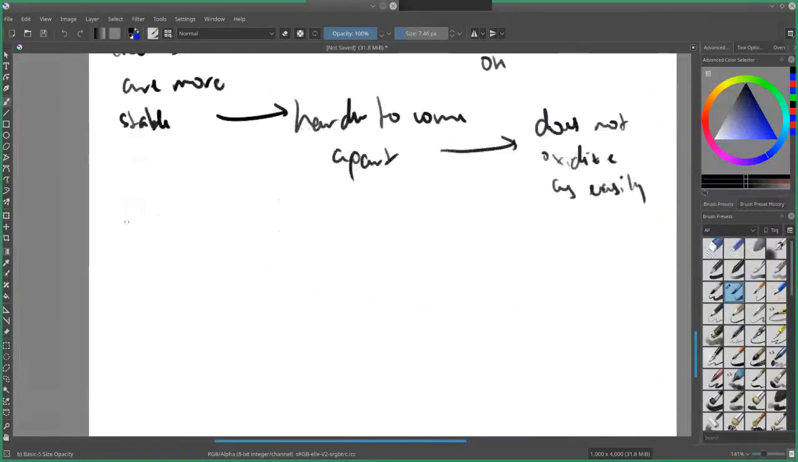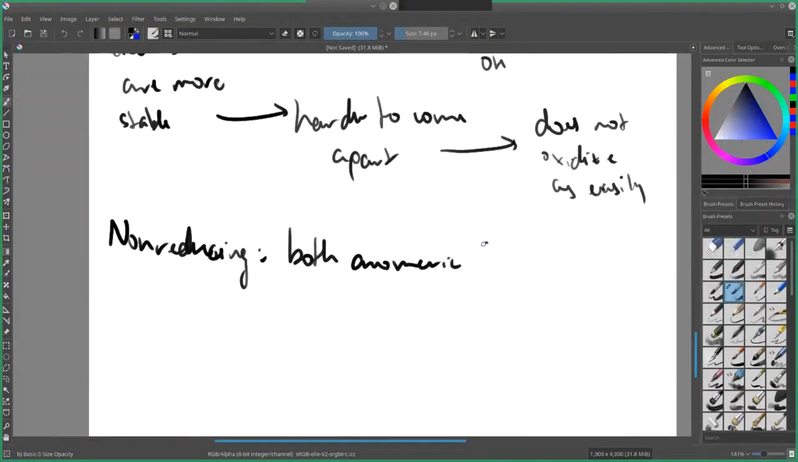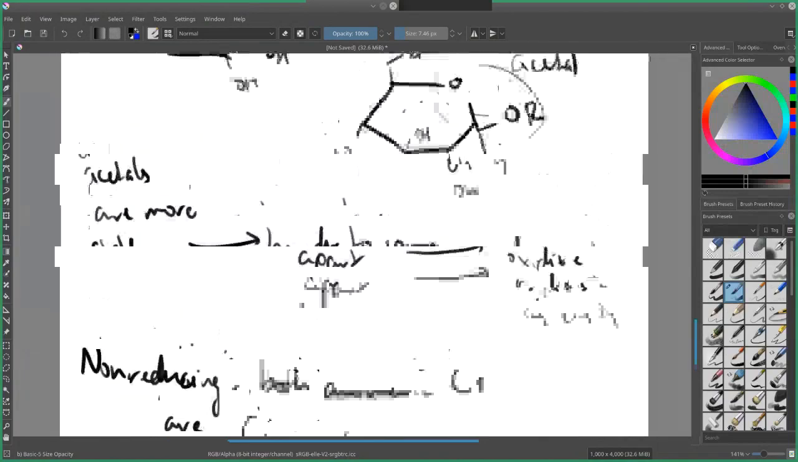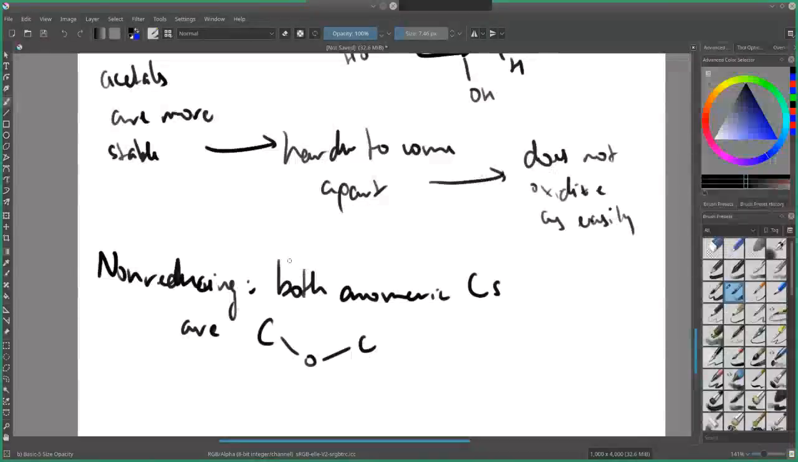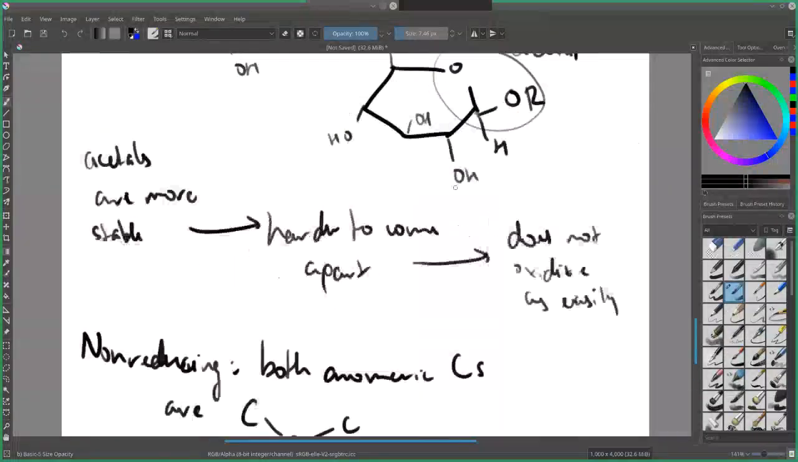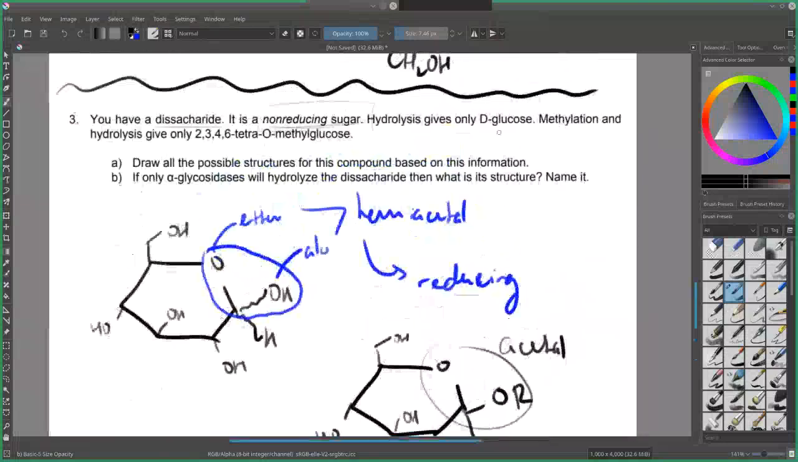Okay. So in this problem, both anomeric carbons are involved in some sort of bond, right? So like a C-O and a C bond. Okay. We don't know what's on any of those anomeric carbons, but we know that they're both tied up in bonds. Okay. So hydrolysis only gives D-glucose, meaning that all that we're going to be working with is D-glucose.